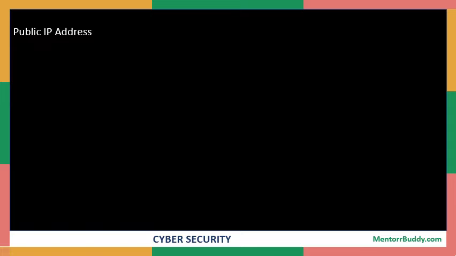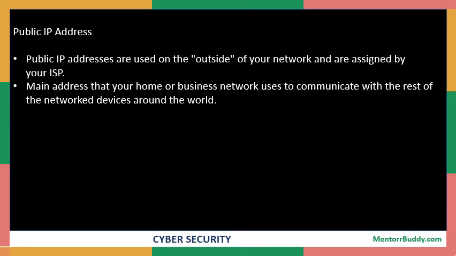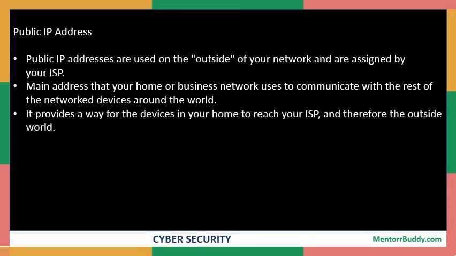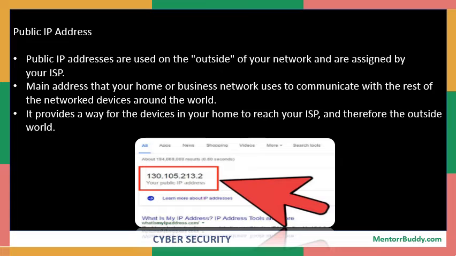Then we have public IP address. Public IP addresses are used on the outside of a network, assigned by your ISP automatically. These addresses are used to communicate with the rest of the network devices around the world on the internet. It provides a way for the device in your home to reach your ISP so that they can connect you to the outside world. A public IP address is basically an IP address which is the same for all the users on the same network.